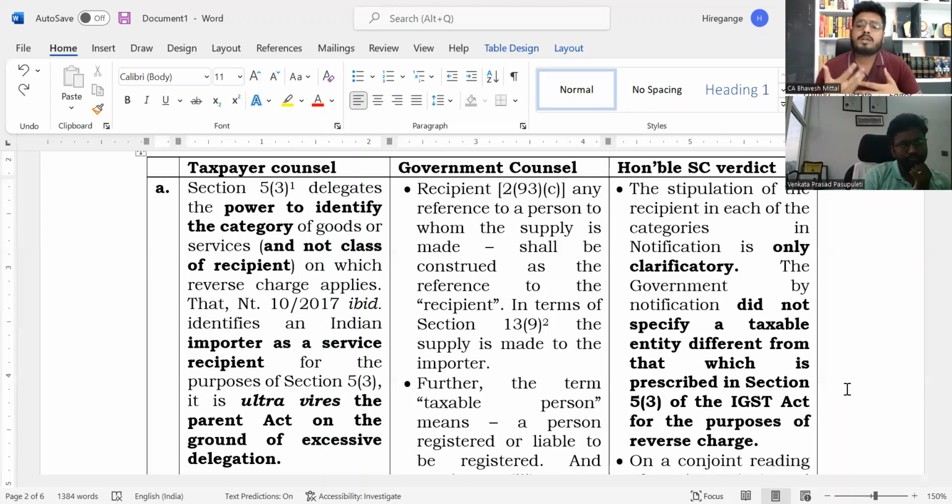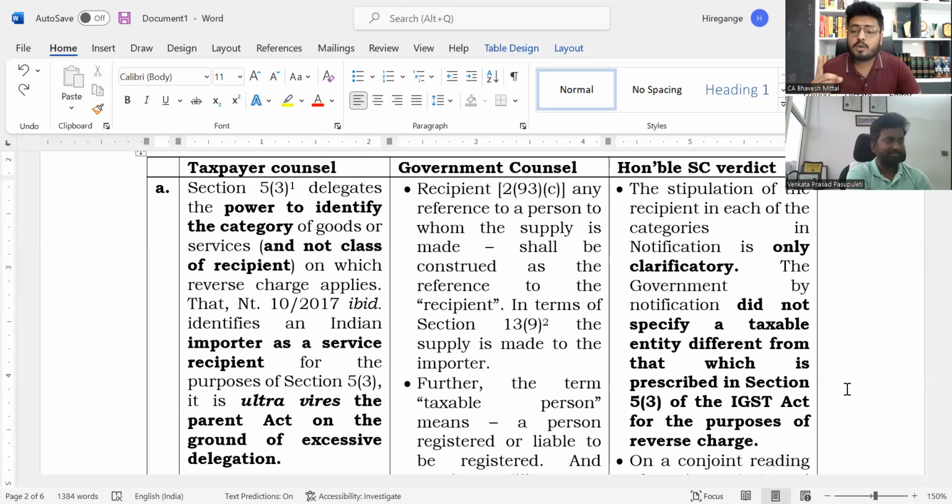So when the matter reached the Supreme Court, the counsels from both sides put their maximum efforts into this particular case. One by one, let us take up each and every argument along with the verdict of the Supreme Court. I'll become the taxpayers' counsel, Mr. Venkat will become the government's counsel and Supreme Court. So accordingly, we will proceed.